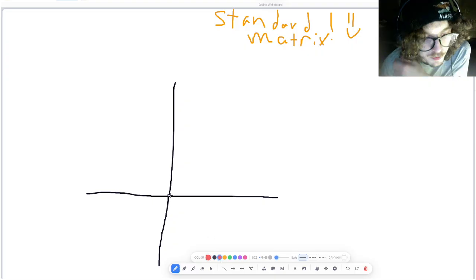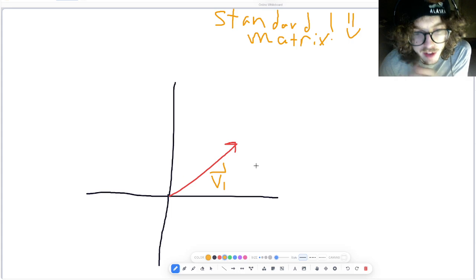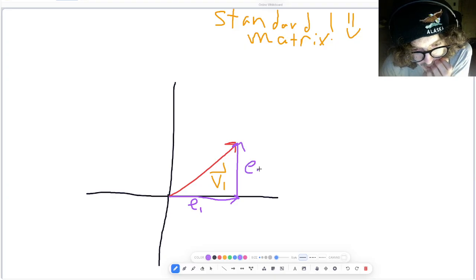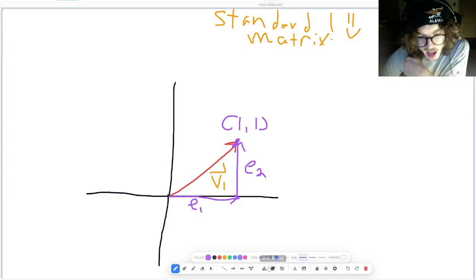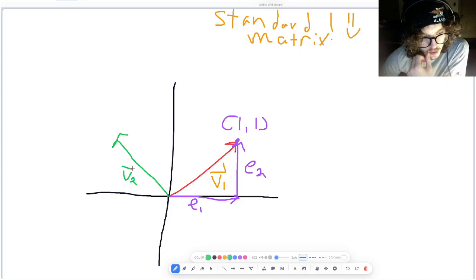And let's say we have some vector that points here, V1, and let's say that V1 has components to it. Let's say this is E1 and this is E2, and together they hit this point, they go to this point of 1, 1. Okay, how might I be able to go about flipping it like this? And then we'll call this one V2, okay?